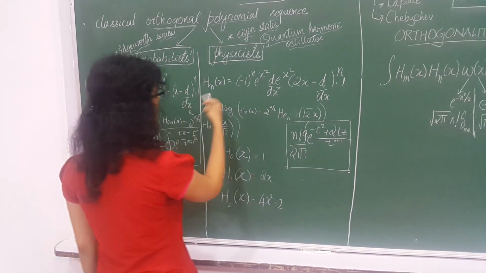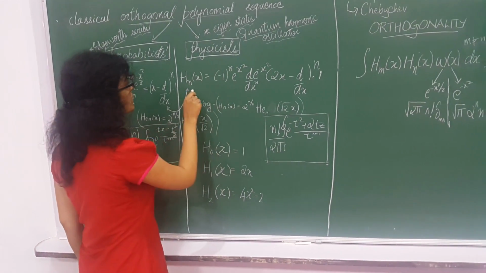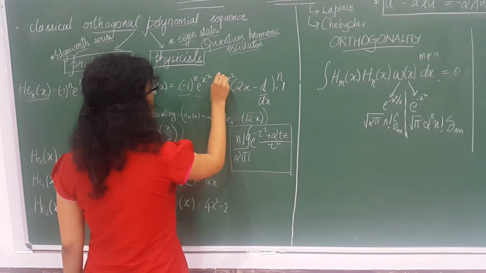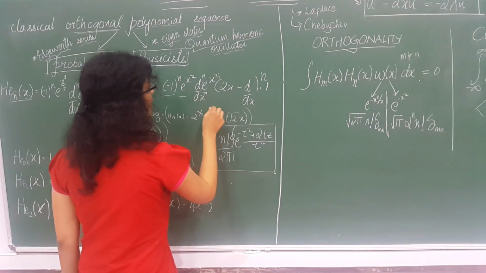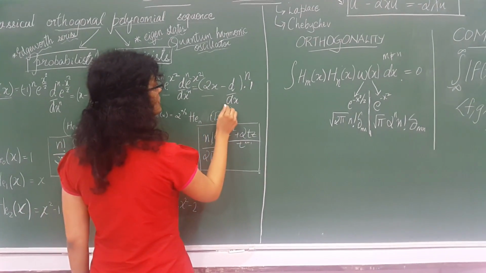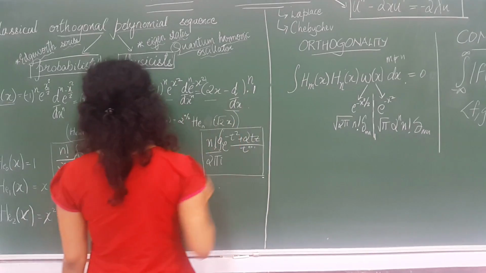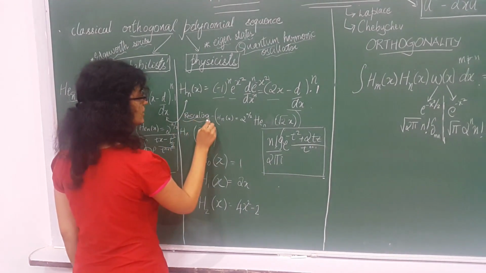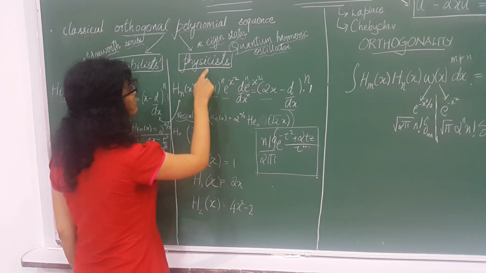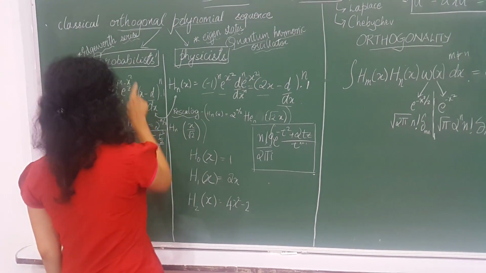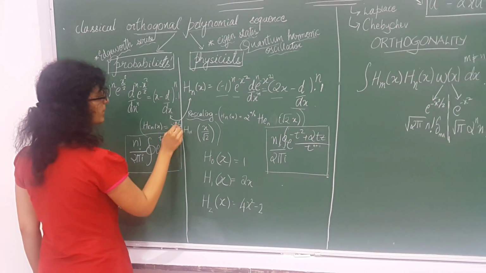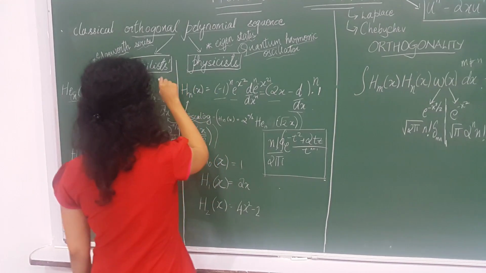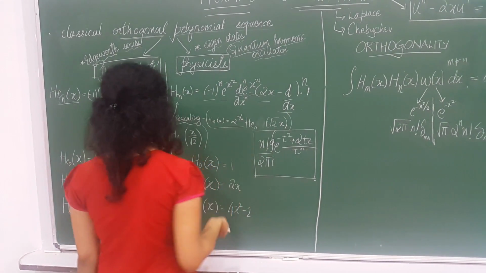So now we come to physicists' Hermite polynomials, which can be written as (-1)^n times e^(x²) times the nth derivative of e^(-x²), which is again written as (2x - d/dx)^n. These two are not exactly the same because they can be rescaled into each other. So if you want to rescale physicists' into probabilists', we use this formula: He_n(x) = 2^(-n/2) H_n(x/√2). And if you want to rescale probabilists' to physicists', we use this.